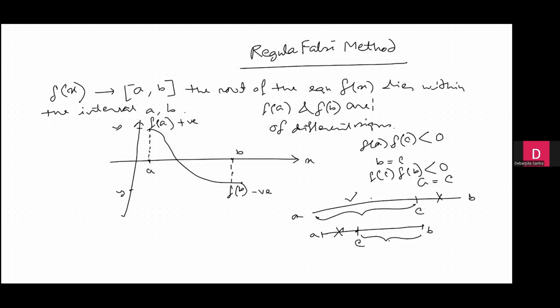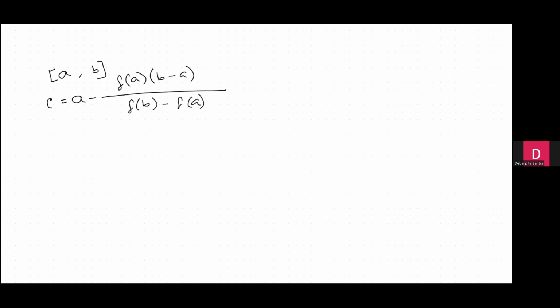And what is the formula for C? When A and B are given, that is, the interval in which the root lies, a new point C is A minus f of A into B minus A divided by f of B minus f of A. Here only in this formula lies the difference between the bisection method and the Regula Falsi method.